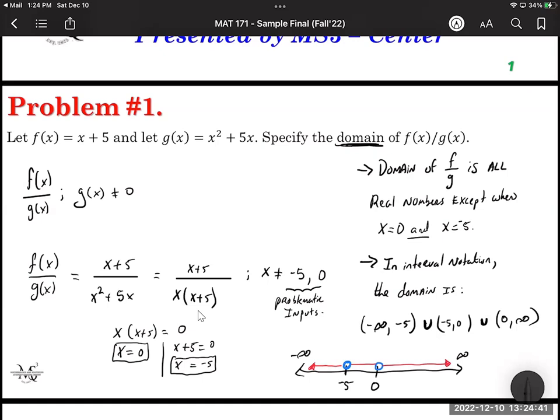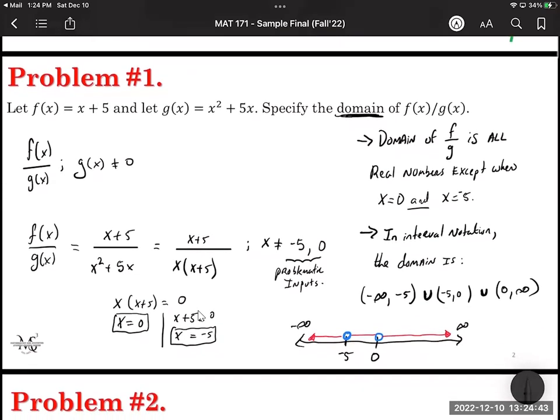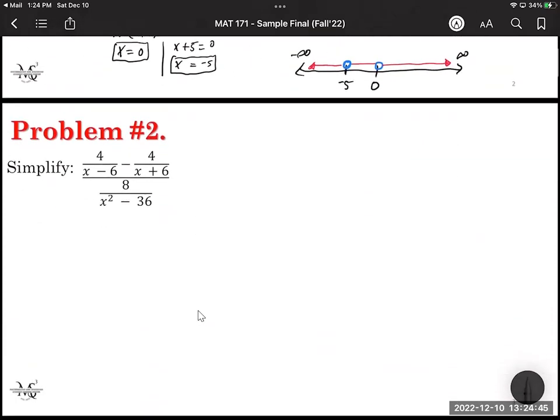Okay, on to problem number 2. Problem number 2 states that we want to simplify a complex rational expression. How do I know that it's a complex rational expression? Well, if you look at your numerator, it contains fractions, and your denominator contains fractions. So it's a complex rational expression.